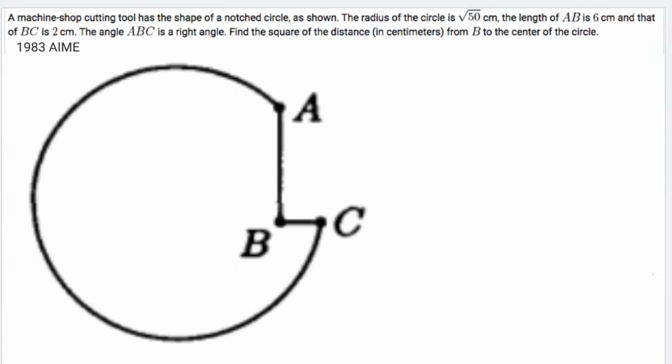I want you guys to solve this problem. I'll read it out first. A machine shop cutting tool has the shape of a notched circle as shown. The radius of the circle is square root of 50. The length of AB is 6. And the length of BC is 2. The angle ABC is a right angle. Find the square of the distance from B to the center of the circle. Now I want you guys to solve this problem. It's a very nice problem. Try solving this.